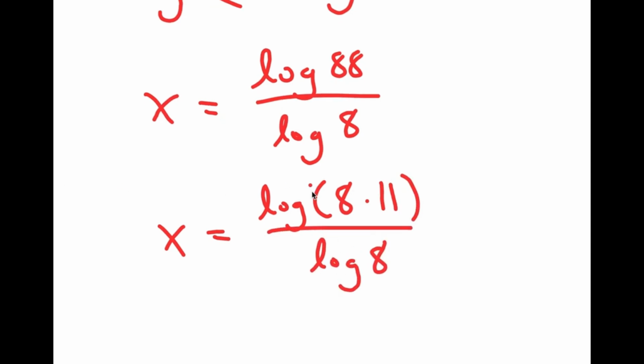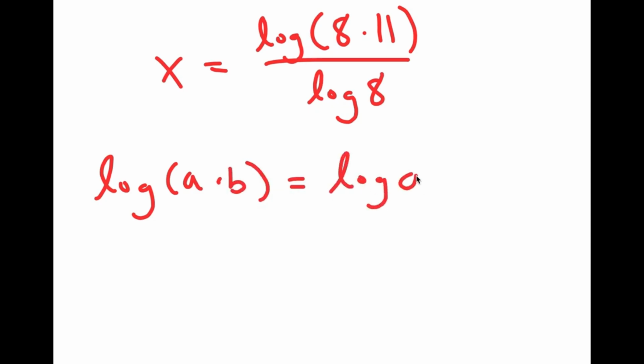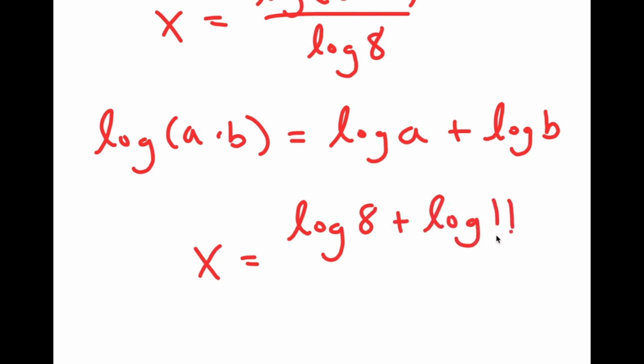And now another property of logarithms is that if I have something in the form log of a times b, this is equal to log a plus log b. So log of 8 times 11 is going to equal log of 8 plus log of 11, and I have this over log of 8.